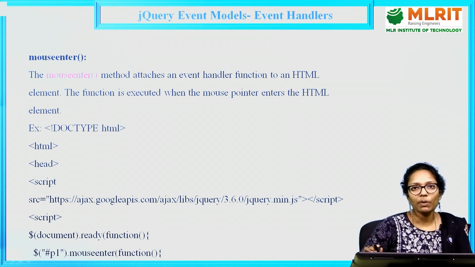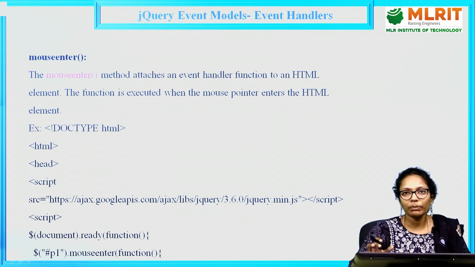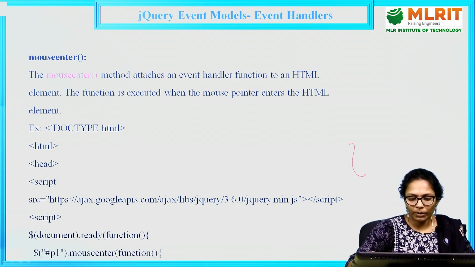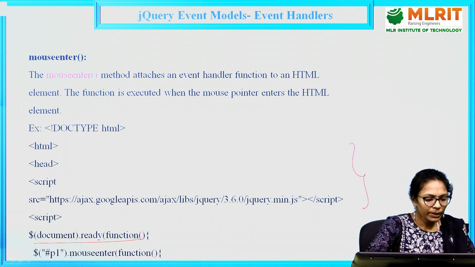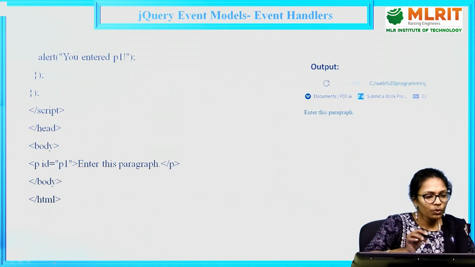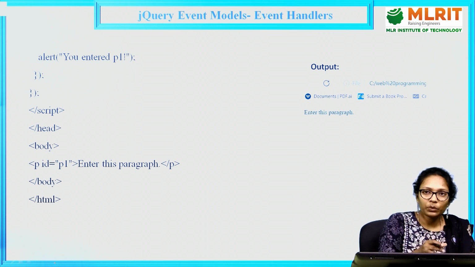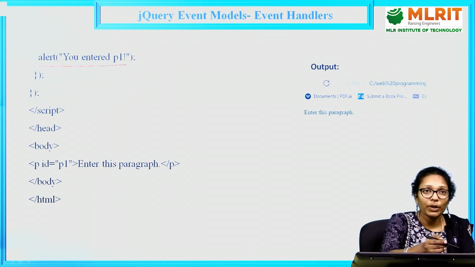So next is mouse enter. If you enter your mouse on a particular element zone, then that will disappear or something you're going to write here. So we know this is common for all the programs, and whenever my document is ready, I'm applying this mouse enter for an element which is having the ID as P1, right? So whenever you enter into that element which is having the ID as P1, then you're generating an alert message, you entered P1.